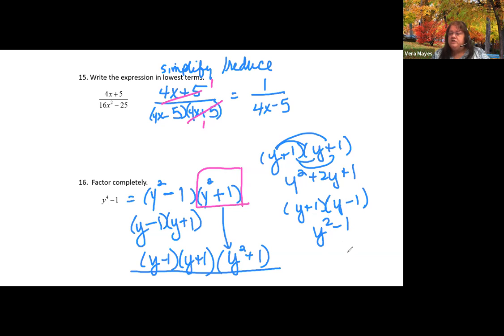All right, any other questions on this one or these two? All right.